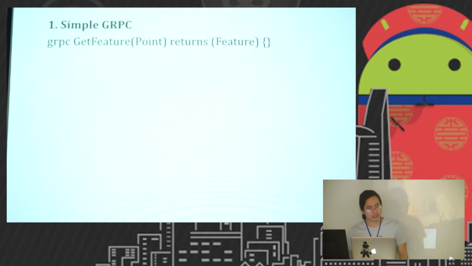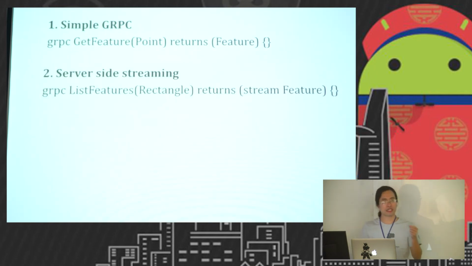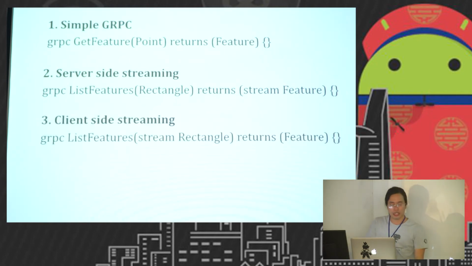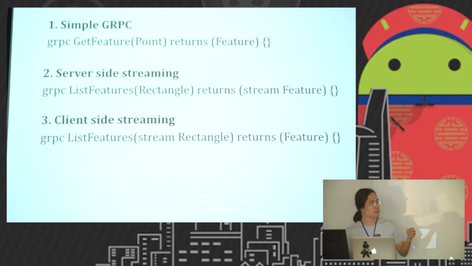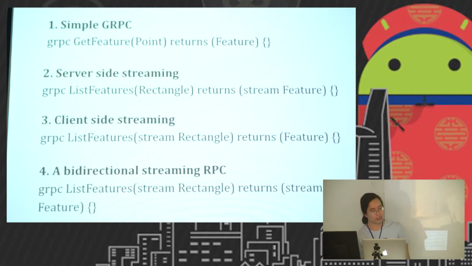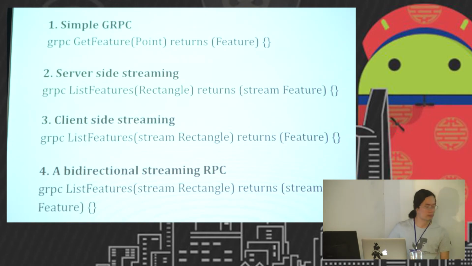So actually, there are 4 types of methods when you define a method in the service. The first is simple gRPC. That means that the client will send a request and get the response. The second is server-side streaming. That means you send a request and the server will send you stream data, and you will get the stream data until it finishes. Then the third is client-side streaming. That means the client will send stream data until it finishes, and the server will process that. And the fourth is bi-directional streaming. That is two-way.